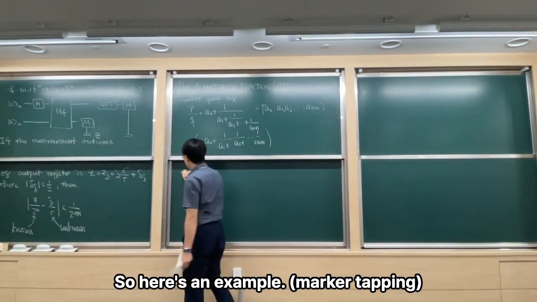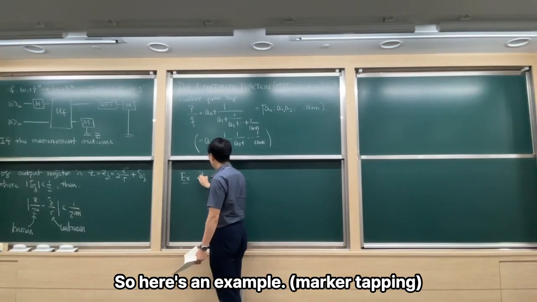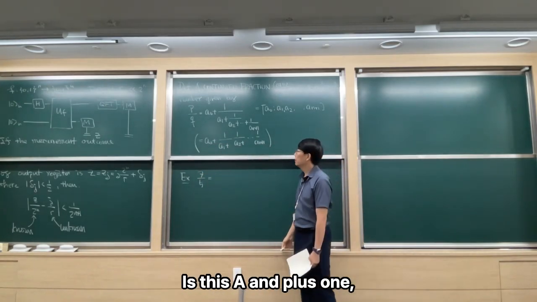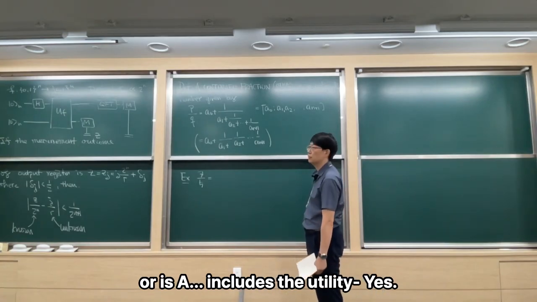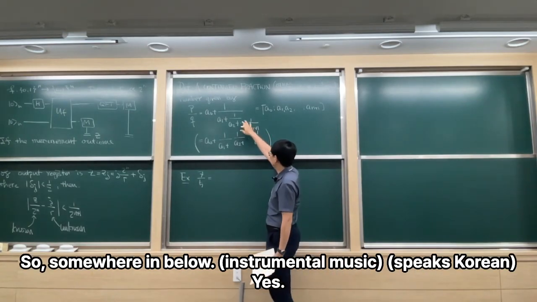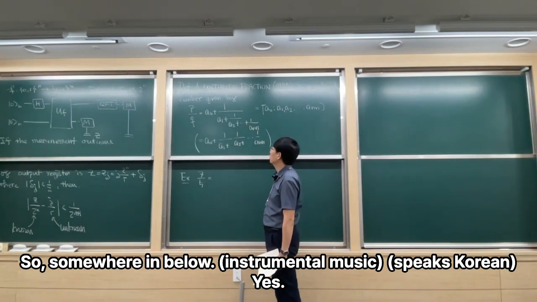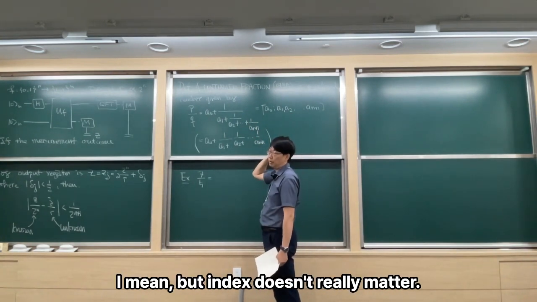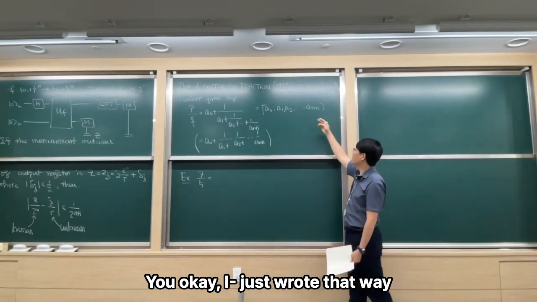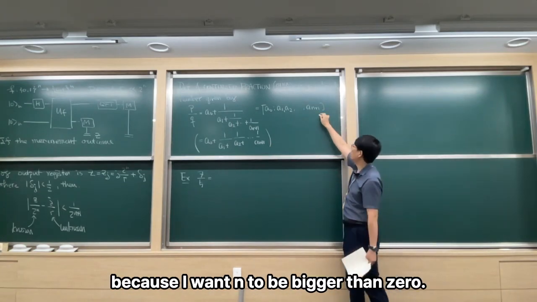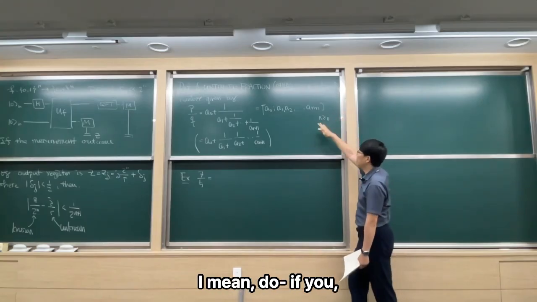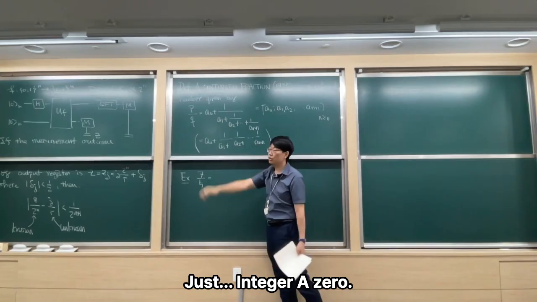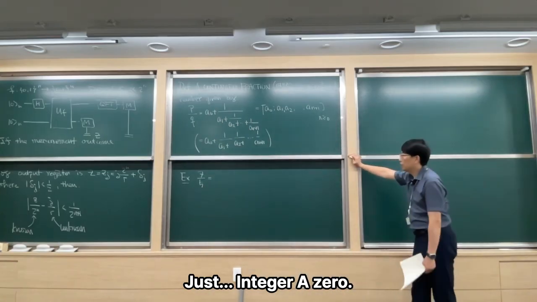So here's an example. Well, I think it's too simple, but let's make it a continued fraction. Yes? Is a n plus 1, somewhere below? Yes, so somewhere below. Basically we have n plus 2 numbers. But the index doesn't really matter. I just wrote it that way because I want n to be bigger than 0, or it could be negative. If the number is just an integer, we don't have anything here, right? Just the integer a0.